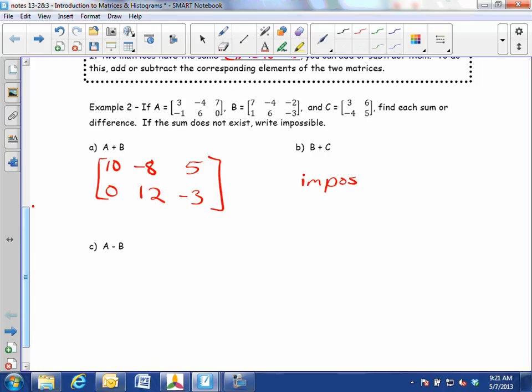Right. Not the same dimensions. If you were going to try, you could add these four with these four, but then these have nothing to add with, so you can't do that.